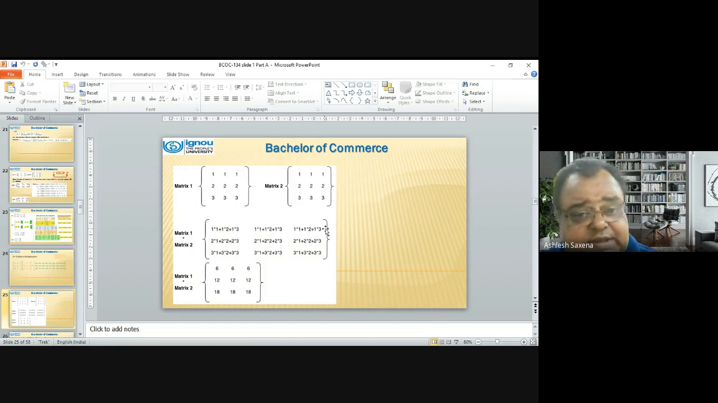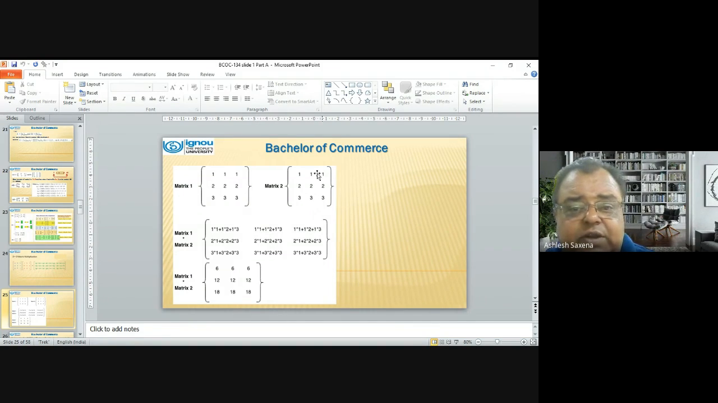And again 6. Secondly, we will be multiplying all these 2, 2, 2 with 1, 2, 3. 2 into 1, 2 into 2 plus 2 into 3. This comes out to be 12. Then this by this: 2 into 1 plus 2 into 2 plus 2 into 3. Again 12.